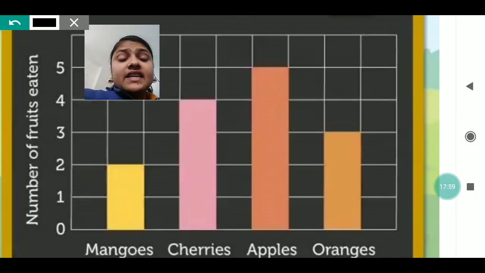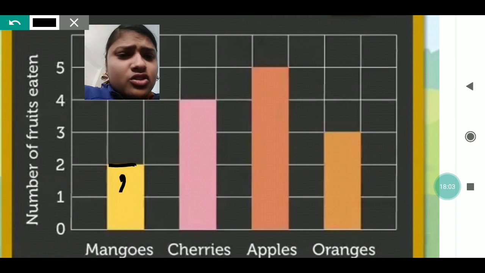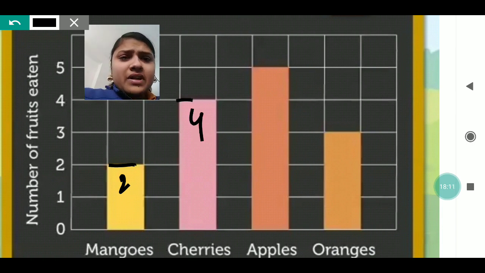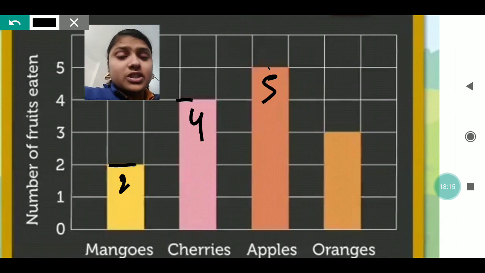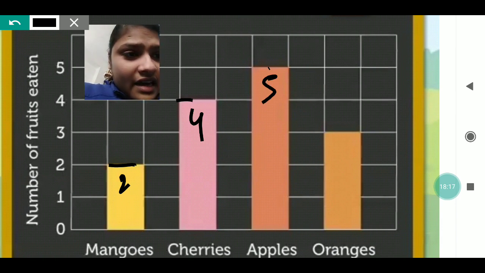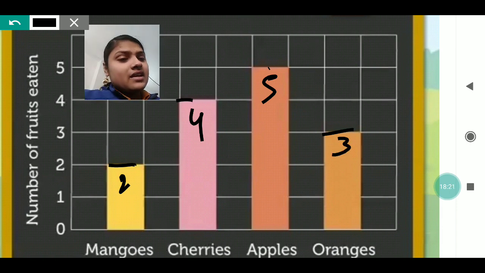So you can see the number of mangoes is 2. It means only 2 mangoes are there. The cherries are 4. 4 cherries are there. How many apples are there? Apples are 5, which means the number of apples is the most. And last is orange, that is 3. So the number of oranges is 3.